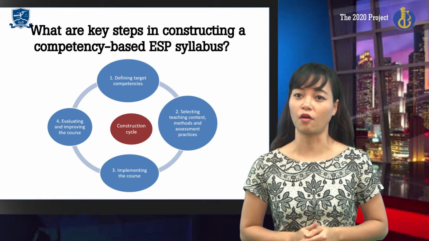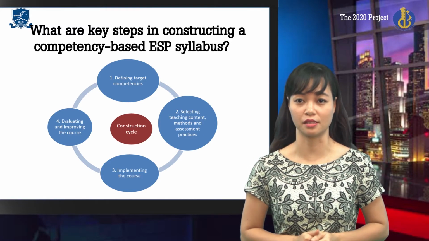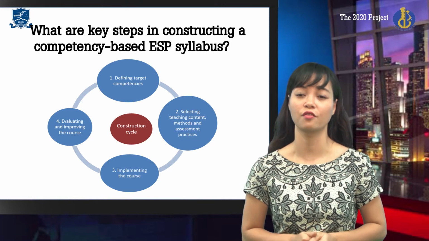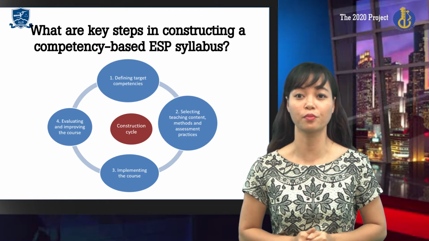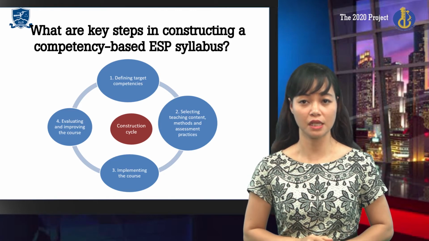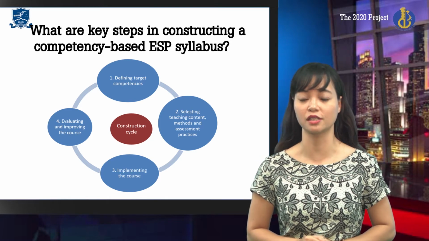When the syllabus has been built up, the corresponding course will be experimented with. The final step in this cycle is to gather data for the course evaluation and improvement. It should be noted that this cycle might be repeated several times until the course designer feels satisfied with the quality of the course.